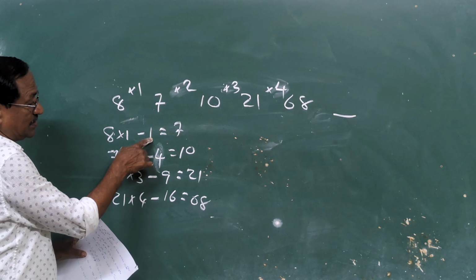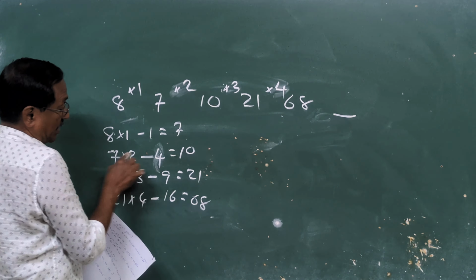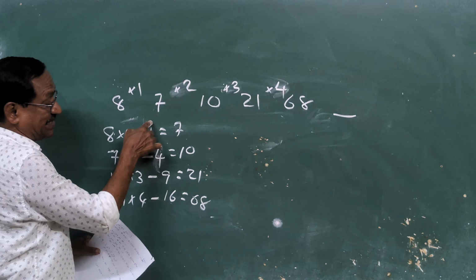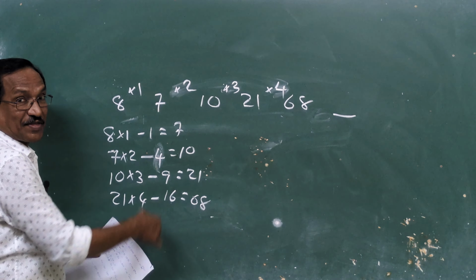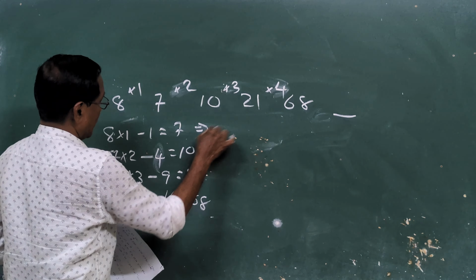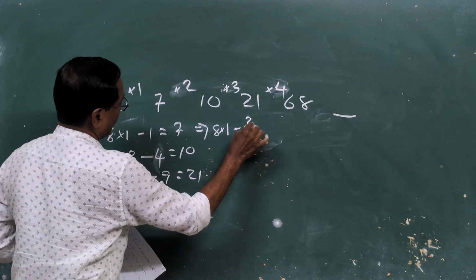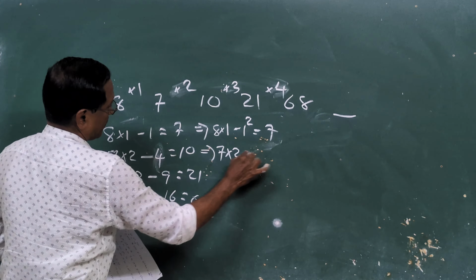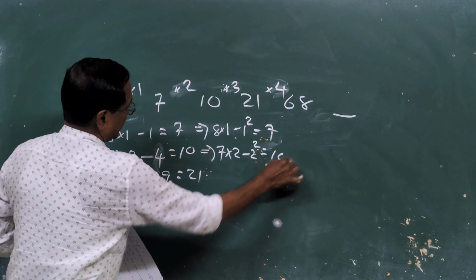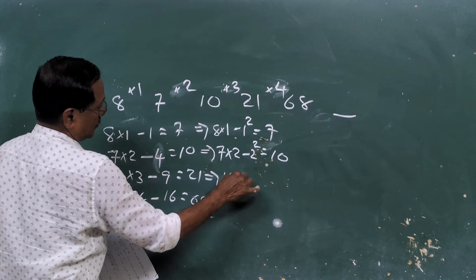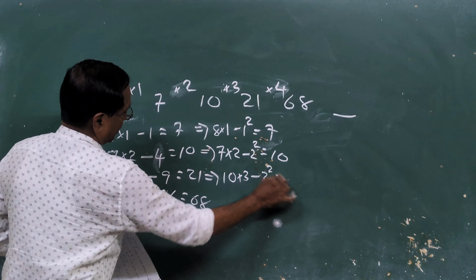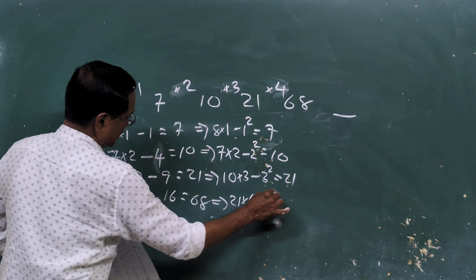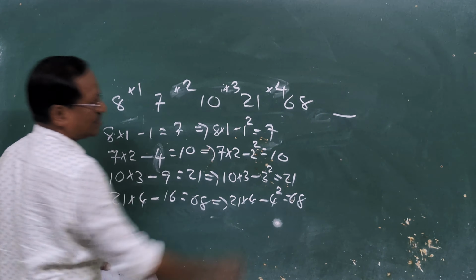So 8 into 1 minus 1, 7 into 2 minus 4, the subtracting numbers are 1, 4, 9, 16. These are squares. So this is 8 into 1 minus 1 square equal to 7. 7 into 2 minus 2 square, it is 10. 10 into 3 minus 3 square, it is 21. 21 into 4 minus 4 square, it is 68.